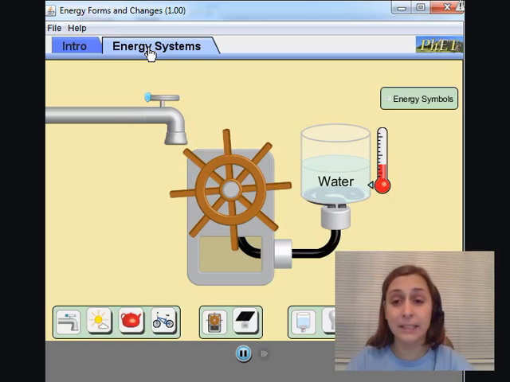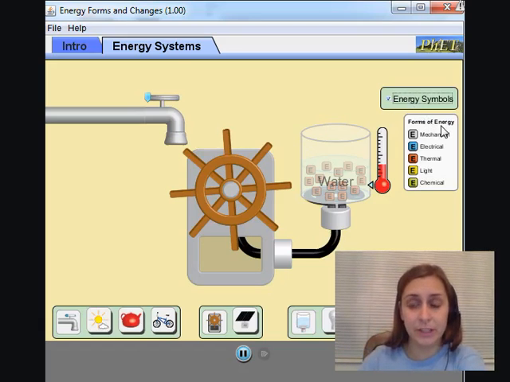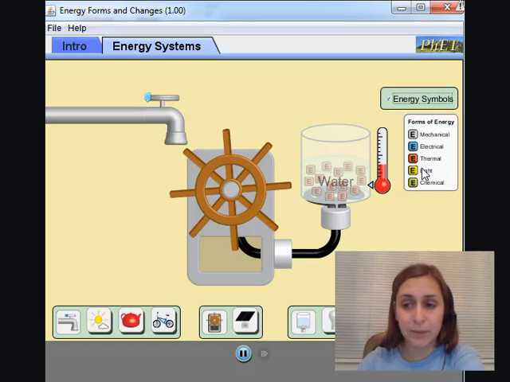First we clicked Energy Systems. Next, it's very important to click on Energy Symbols. There's a little checkbox here. This will show us all the forms of energy and how much energy is in the system at any time. You can see that each form has its own color, so you can tell it apart. Immediately, you see red thermal energy in the water. Mechanical energy is gray, electrical, blue, thermal, orangey red, light, yellow, and chemical, green.